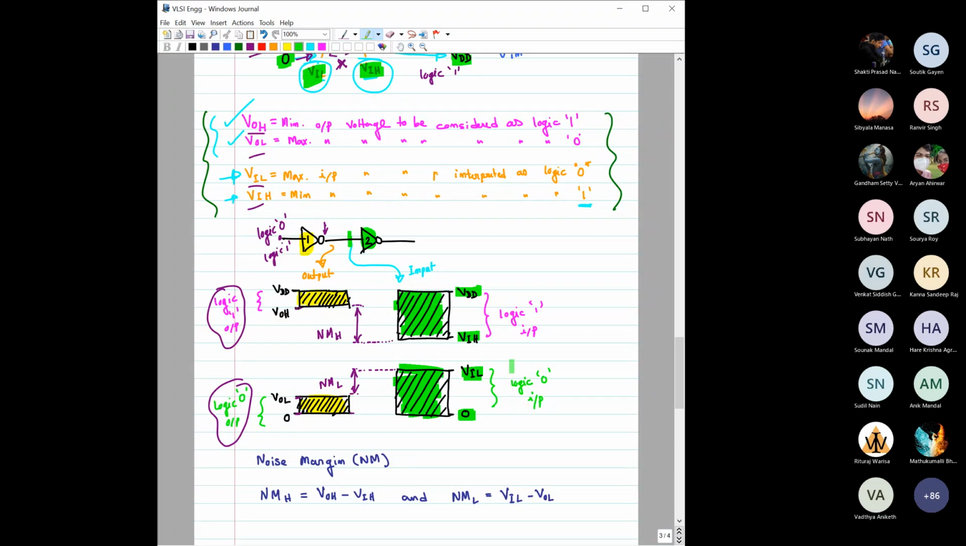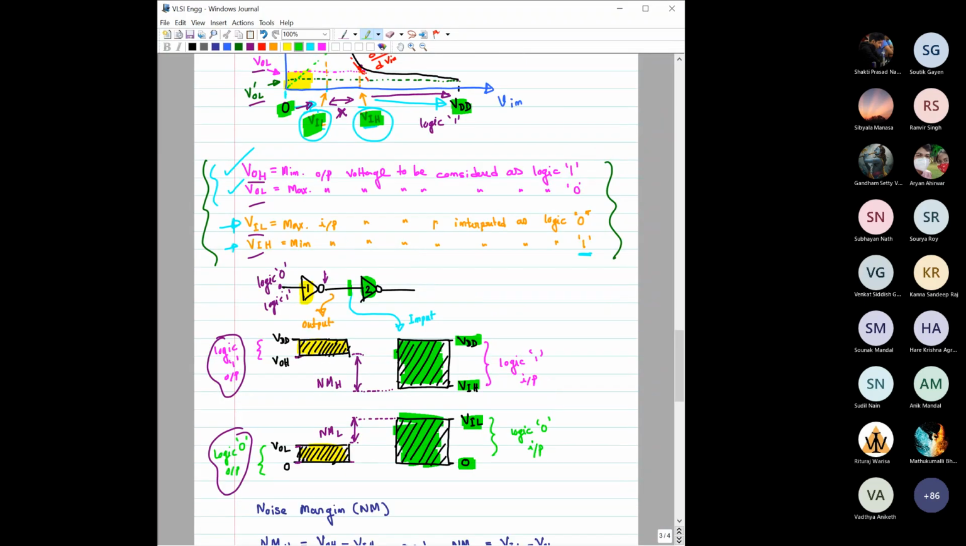Right? This is for logic 0, this is for logic 1 input. You also probably noticed that we have plotted this y-axis. I do not know what the x-axis is really here, but the y-axis is definitely voltage. So the y-axis is voltage, and they have a common axis, starting from 0 here and VDD here. That's how we have put them side by side.